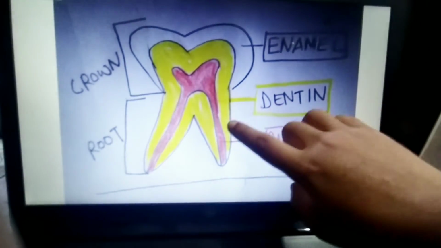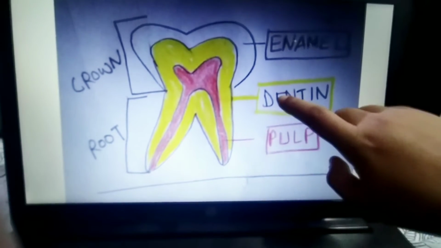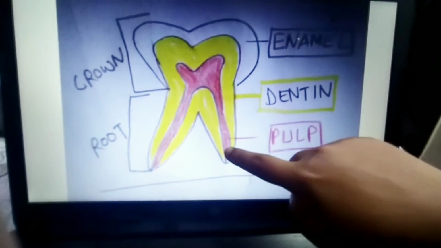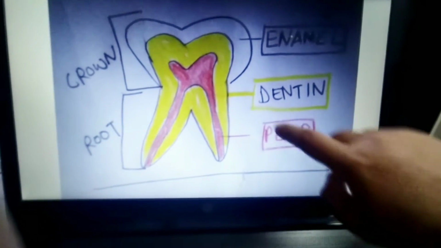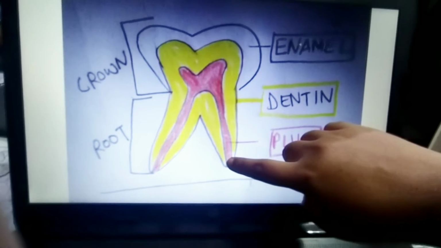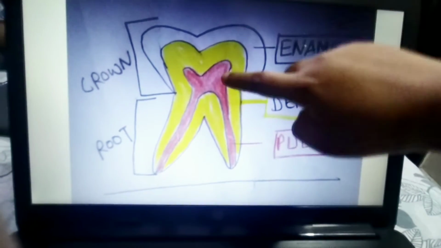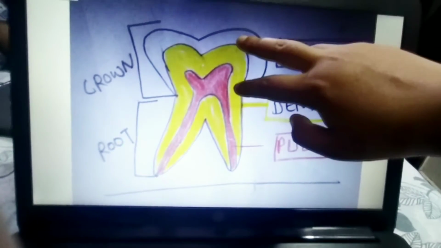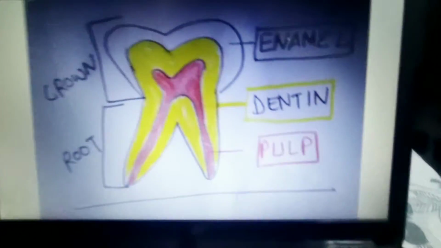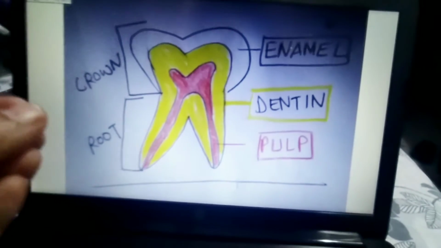Then inside your dentine is your pulp. The whole of the dentine is covering your pulp, all over. Now pulp is that space which consists of blood vessels, and that's why it's red in color. This is your crown, which is visible in your mouth, and this is your root portion, which is inside your gums. Now this is a basic picture that you should know.